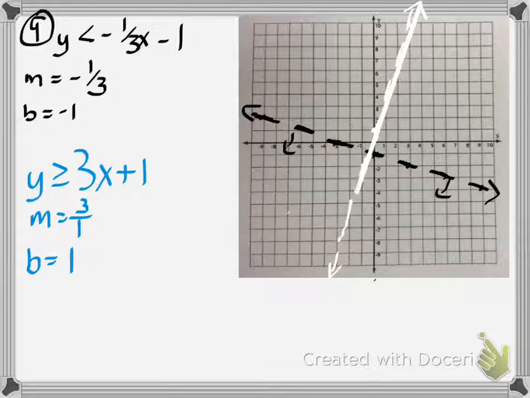Because it has that bar, I'm supposed to have a solid line. That was not a good solid line. There are no dashes because there's that bar underneath. Now, am I going to shade above this line or below the line? So greater is what my symbol is. Above. So we're going to shade above.